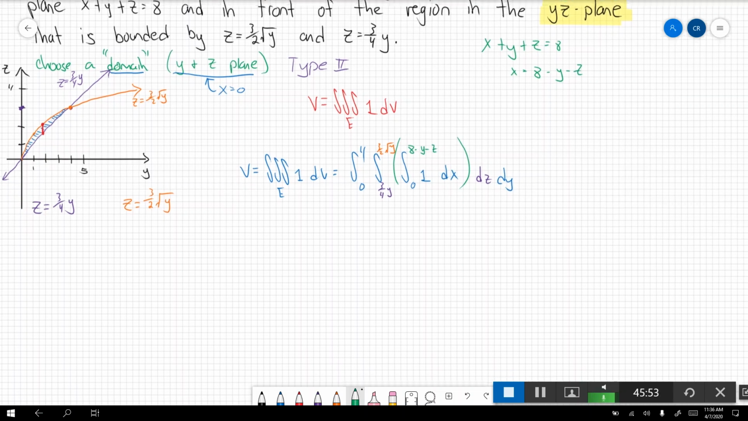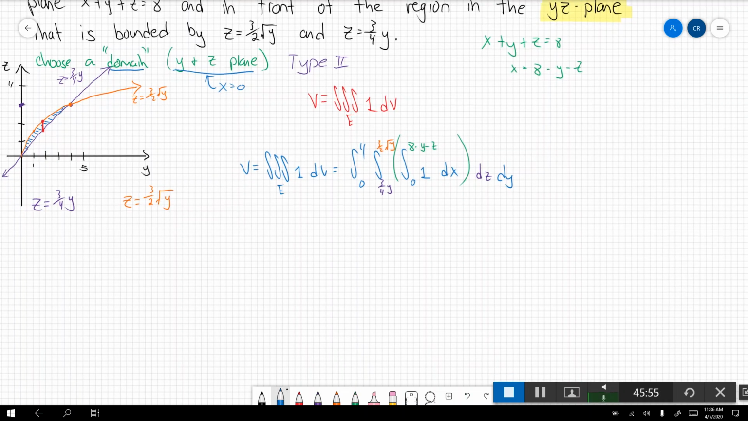All right, so let's see if we can go through this. From 0 to 4, then we're going to go from 3/4 y to 3/2 square root of y. Integrating this with respect to x is just going to get me an x, and then substituting in this value for that x just gets me 8 minus y minus z, and the rest of it's going to be dz dy. Perfect. So I want you to carry it from here. Can you finish the rest?